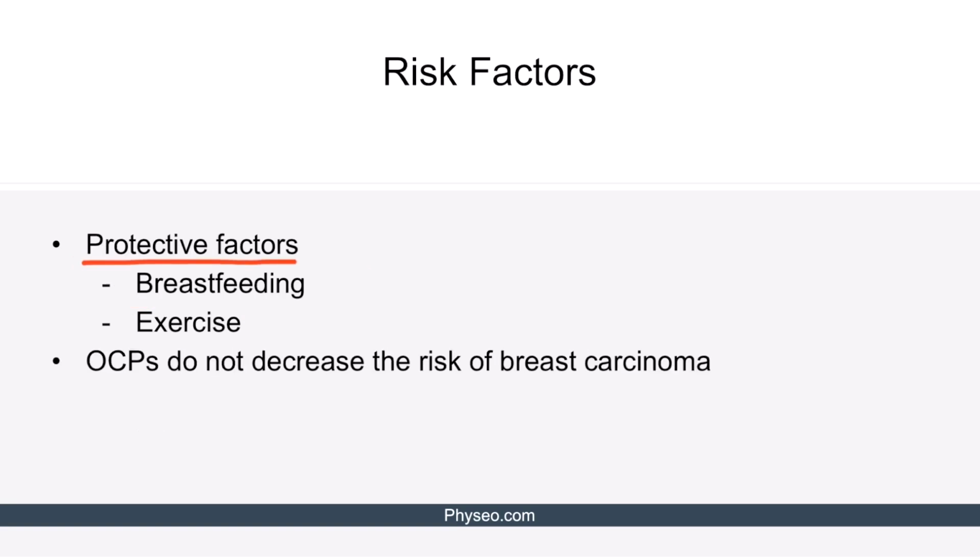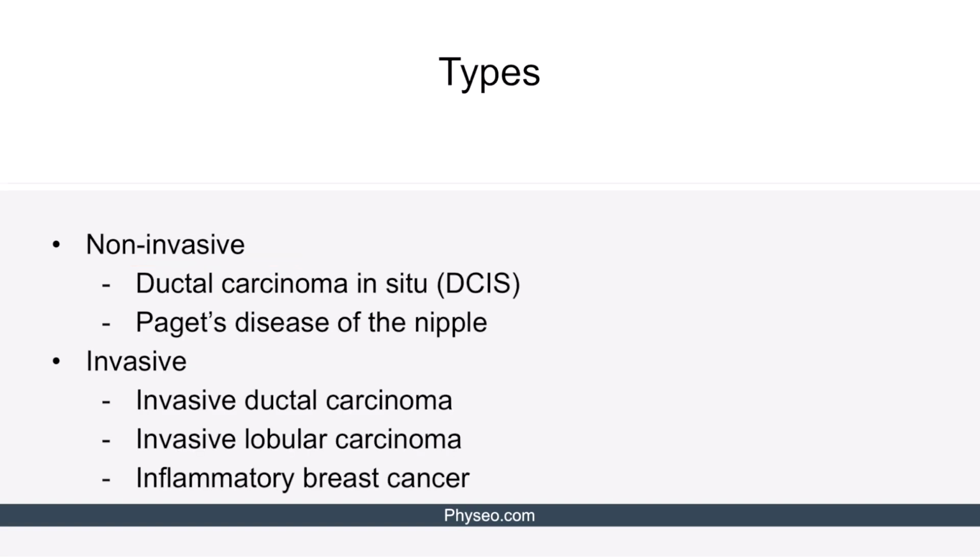Known protective factors against breast cancer include breastfeeding and exercise. It's important to note that OCPs do not decrease the risk of breast carcinoma. Breast cancer can be classified into non-invasive and invasive types. Non-invasive types include ductal carcinoma in situ, DCIS, and Paget's disease of the nipple. Invasive breast carcinoma includes invasive ductal carcinoma, invasive lobular carcinoma, and inflammatory breast cancer.